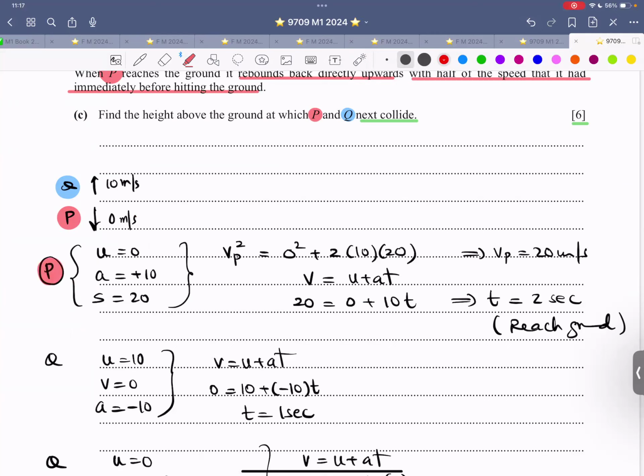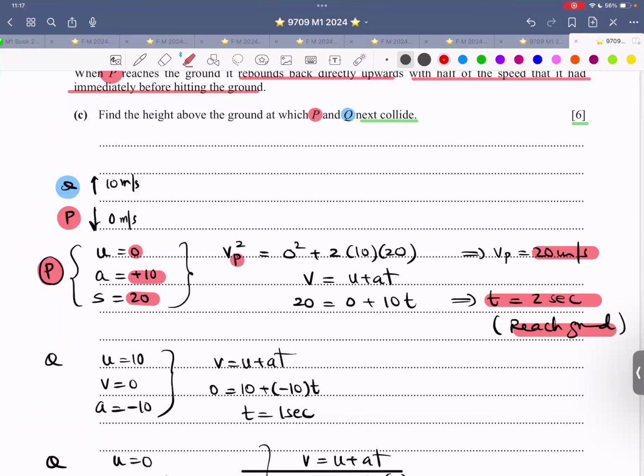When we are talking about P, at this point, what is happening? P has come to rest. It has an initial velocity of 10. It's going down and it's 20 meters above the ground. So velocity of P is coming out to be 20 meters per second when it hits the ground. And the time that it takes is 2 seconds for reaching the ground.